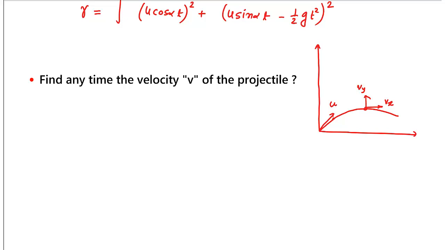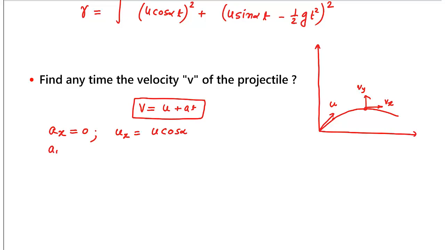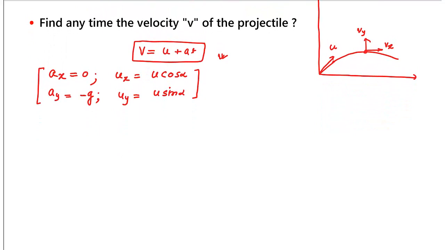So once again, we will use the same idea. If you remember, in one-dimensional motion, we have the formula v is equal to u plus a t. I will use the same formula, but now in the x direction and the y direction. If you remember, the x direction acceleration is 0, and the initial velocity in the x direction is simply u cos alpha. In the y direction, acceleration is minus g, and the initial velocity in the y direction is simply u sin alpha. Now I have these two things, and I have this kinematical equation, v is equal to u plus a t. Let us apply this in the x direction first, taking the x component of initial velocity and acceleration.